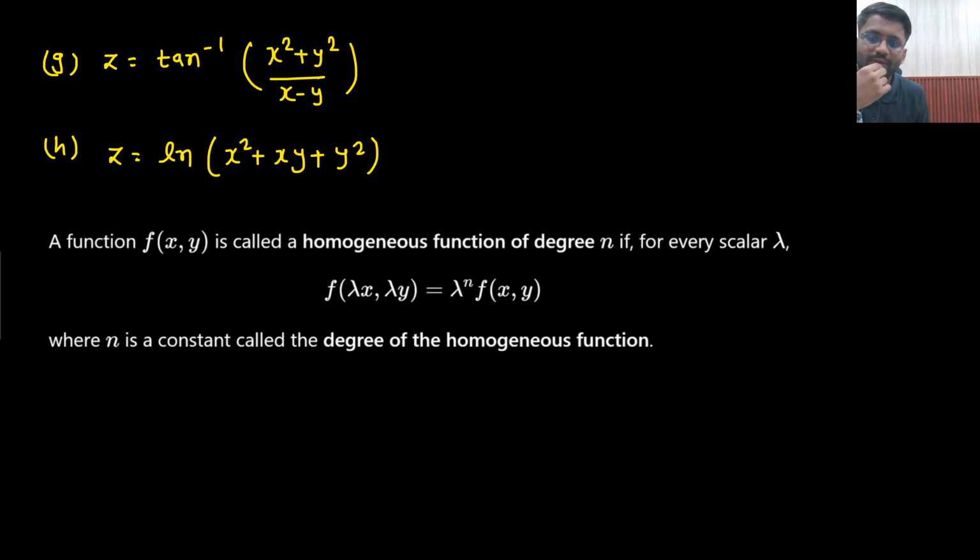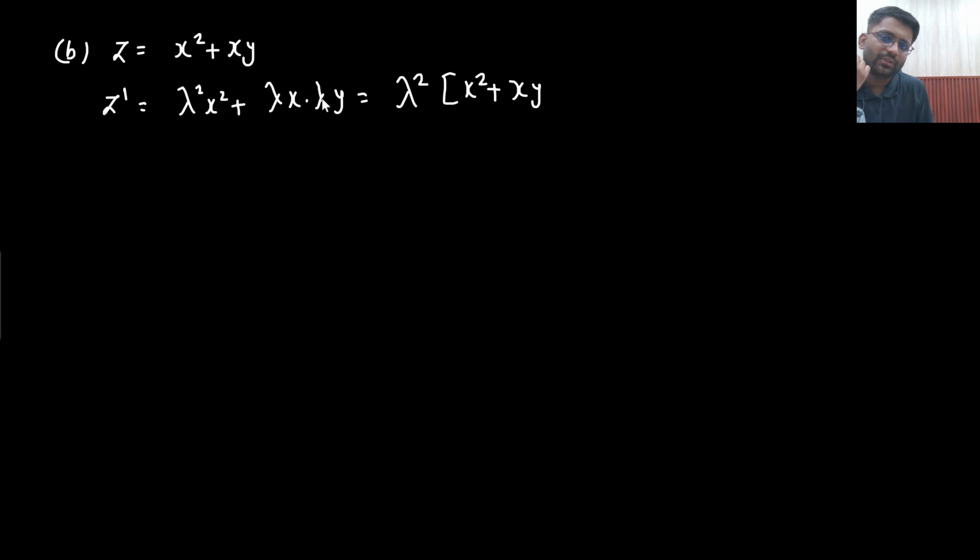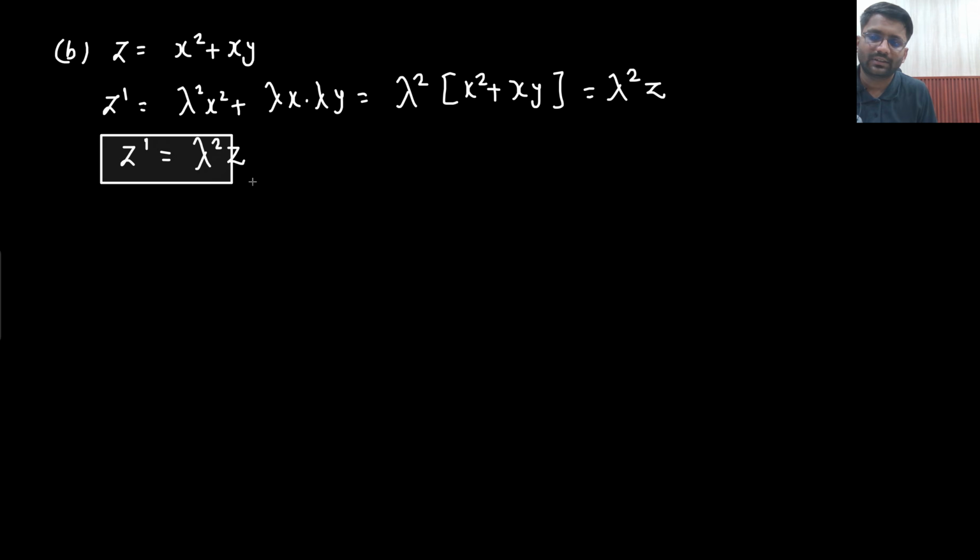Let's take example B. What was example B? Z equals x square plus xy. Z dash is lambda square x square plus lambda x times lambda y. Lambda square comes out, and inside you are left with x square plus xy. So you are getting lambda square z. That means z dash is coming out to be lambda square z. Yes sir, it is homogeneous of degree 2. The power is 2, so homogeneous of degree 2.